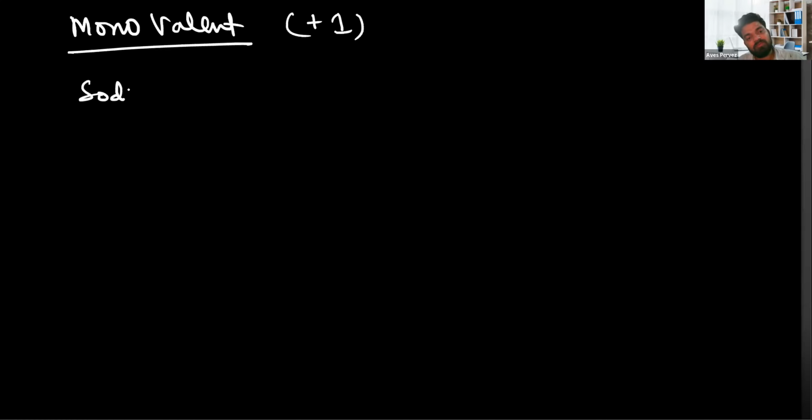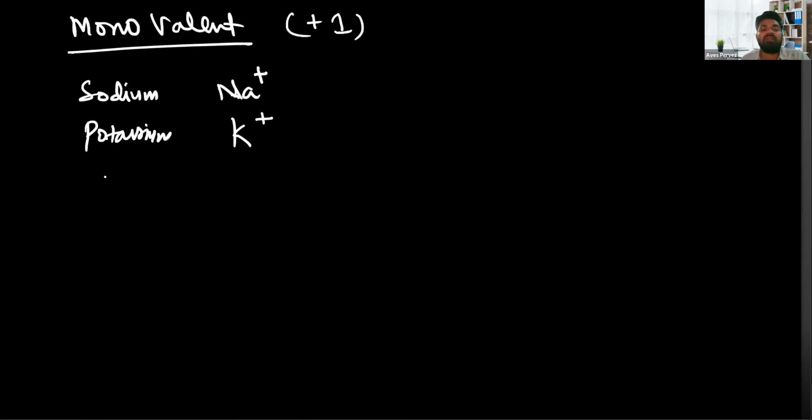Monovalent means having valency 1. Here the valency is positive 1. So we have sodium. Sodium is monovalent, its valency is Na1. We write it Na. Then potassium. The potassium formula is K and we write its valency as positive 1.